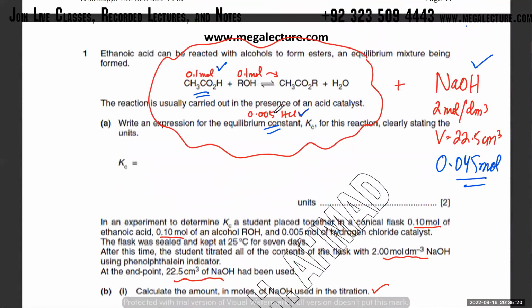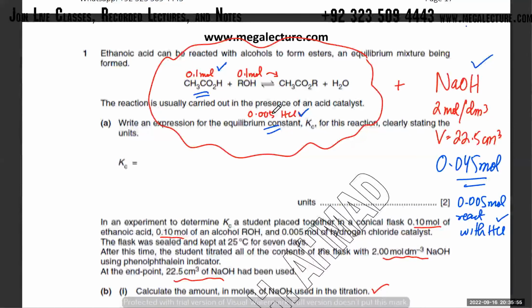What is the ratio of NaOH with HCl? It's 1:1, right? So that means out of this 0.045 moles that you're adding, how many moles are actually reacting with the HCl? कितने react करेंगे? 0.005. That means ये जो 0.05 डाला ना, 0.005 moles they go and react with the HCl, right? Because the HCl is a catalyst, its moles will not change even after several days.